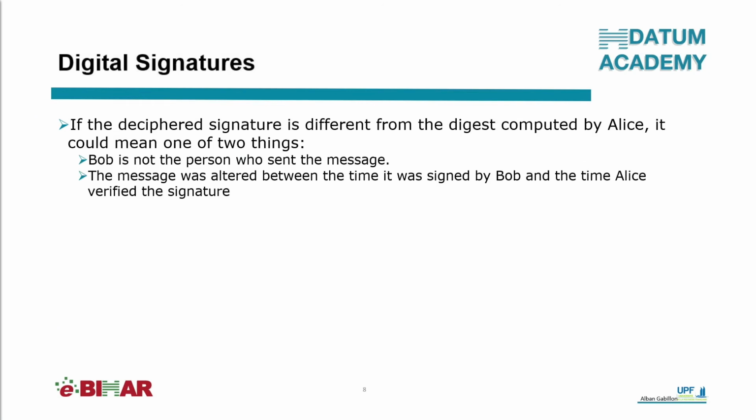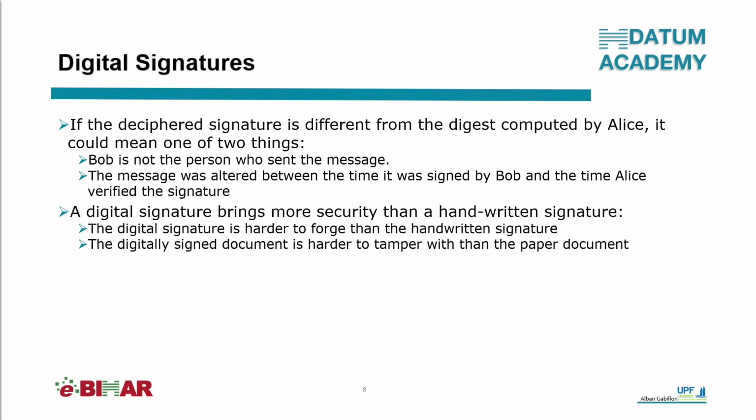If the decrypted signature is different from the digest computed by Alice, it could mean one of two things. Bob is not the person who sent the message, or the message was altered between the time it was signed by Bob and the time Alice verified the signature. Please note that a digital signature brings more security than a handwritten signature, simply because digital signatures are more difficult to forge than handwritten signatures. And digitally signed documents are more difficult to tamper with than signed paper documents.